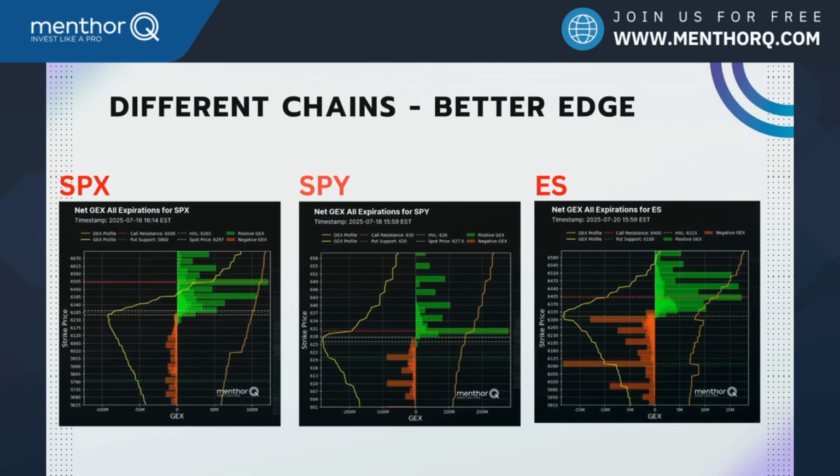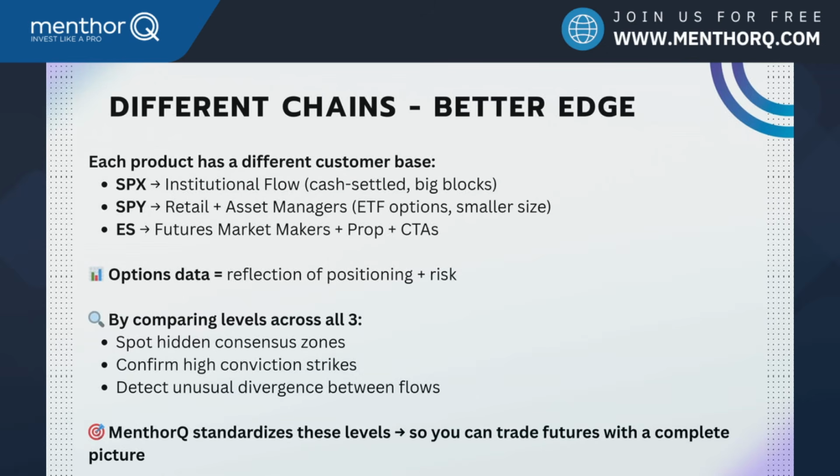The other question that we get: why are the put support and call resistance different from SPX to ES? The answer is simple. SPX, SPY, and ES have three different option chains, and it's very important that you also understand the customer that is trading those assets. If we look at SPX, we have a lot of institutional flows coming in. SPX options are cash settled. They are normally traded in big blocks, by large institutions.